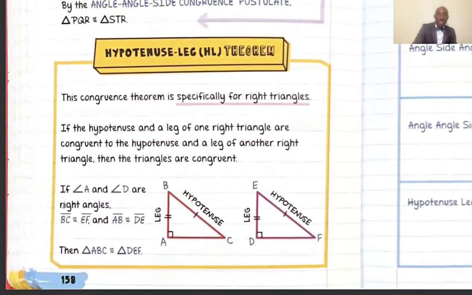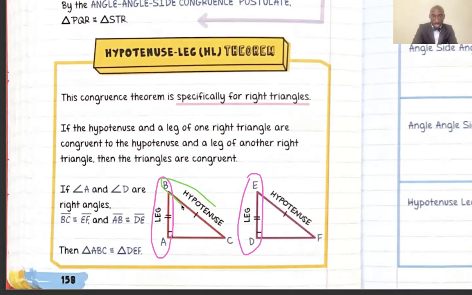So here we go. We have triangle ABC and triangle DEF. The leg here, AB, is congruent to the leg here, DE, and the hypotenuse here, BC, is congruent to the hypotenuse here, EF. That's all you need for this system to be congruent.